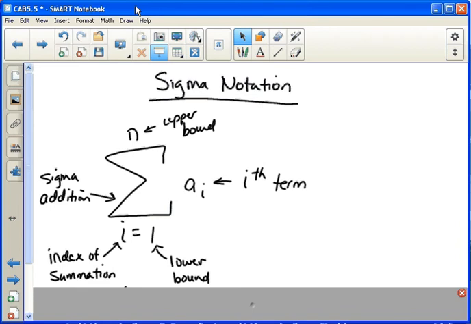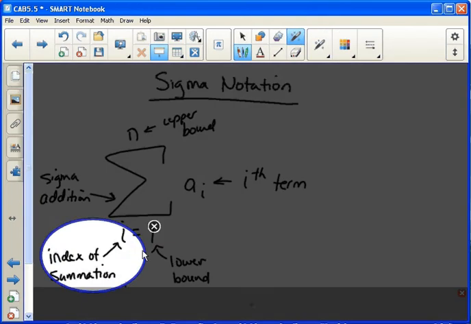Today we're going to talk about sigma notation. Sigma is simply a way to add things together. So this is what it generally looks like. This giant E looking thing is a Greek letter called sigma, and it always implies addition, that we're adding things together. You also see down here the i.